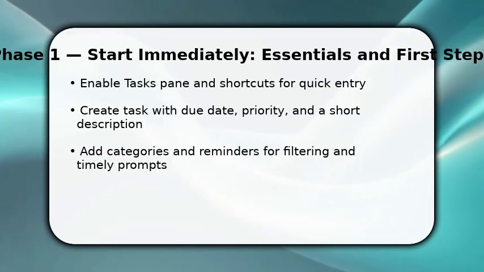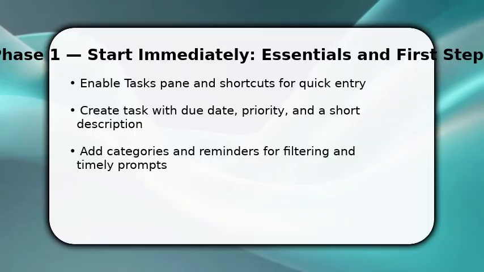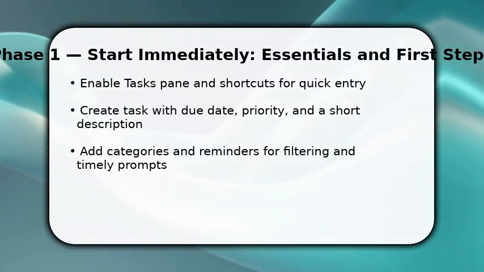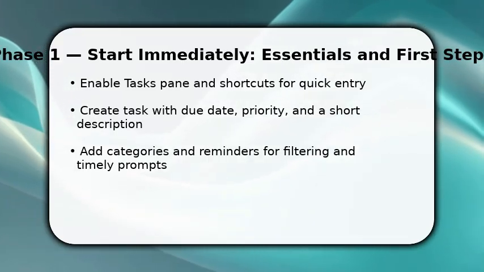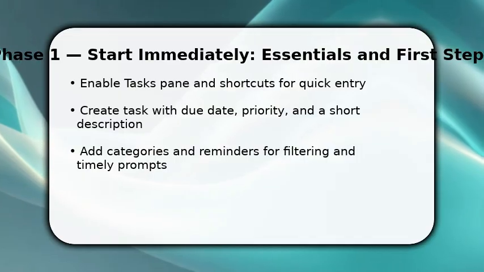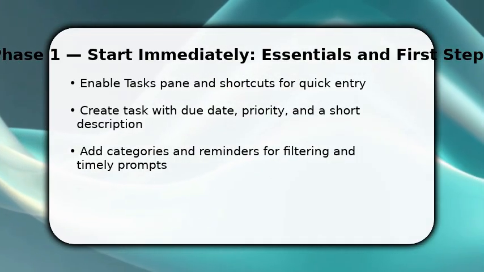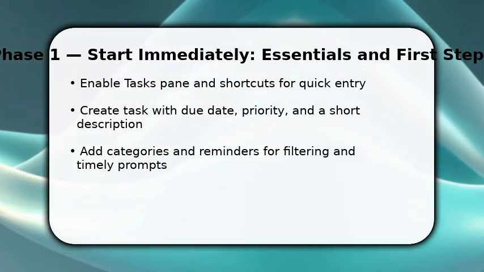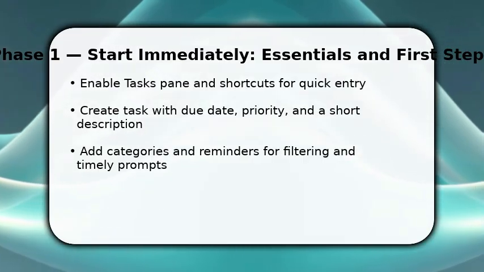You start by opening tasks and setting essentials, categories, default reminders, and keyboard shortcuts so entry is fast. Create your first task now. Give it a clear title, due date, and priority. Once done, add a concise description and a category to make searching simple. Make sure to set a reminder time that actually fits your workflow. This small upfront structure saves minutes later and ensures your task list remains actionable and not just a dumping ground.